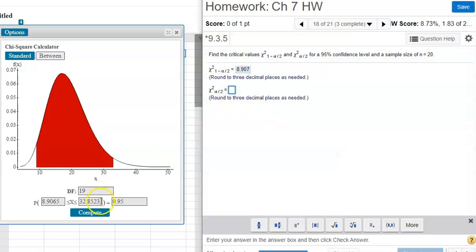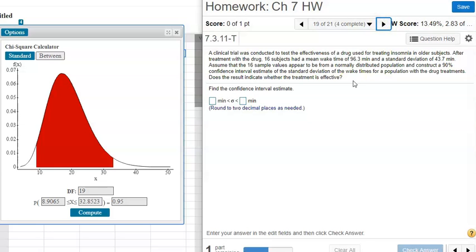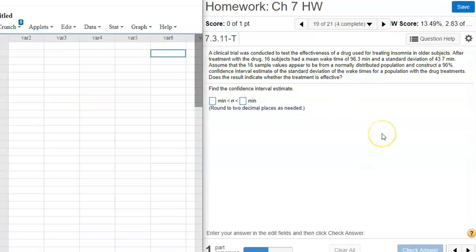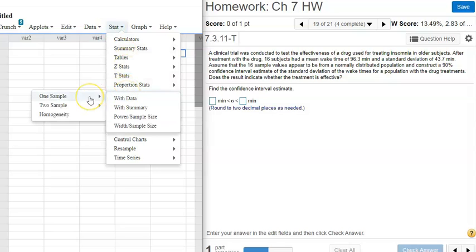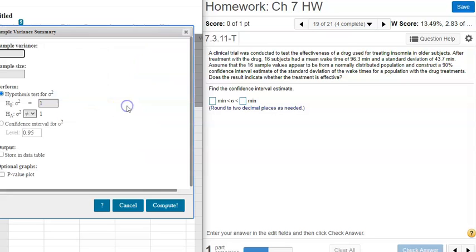And then the next one is the one on the right here. This next problem is asking you to find a confidence interval estimate for the standard deviation. This is where you have to use the variance stats procedure in StatCrunch, because StatCrunch doesn't have one specifically for the standard deviation. So this one is a little hard to get all the numbers in there correctly. You're going to use stat, variance stats, one sample with summary.